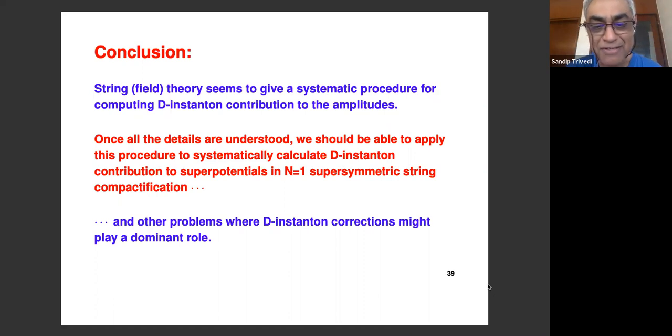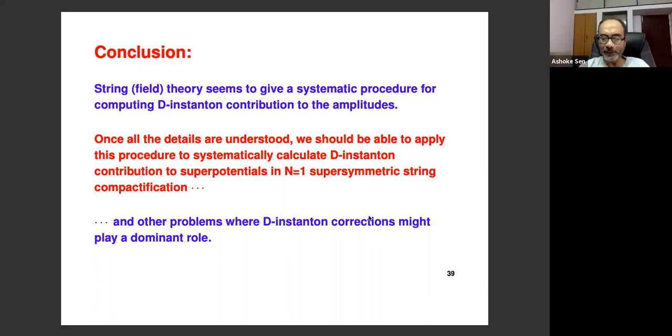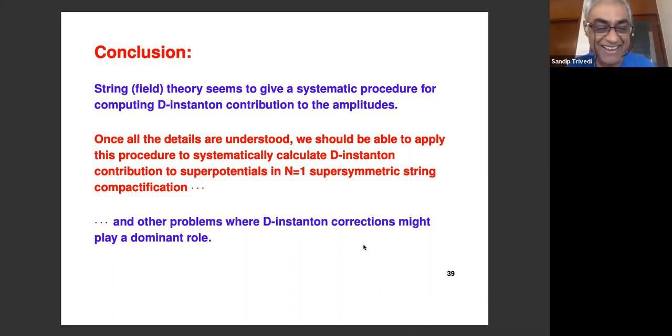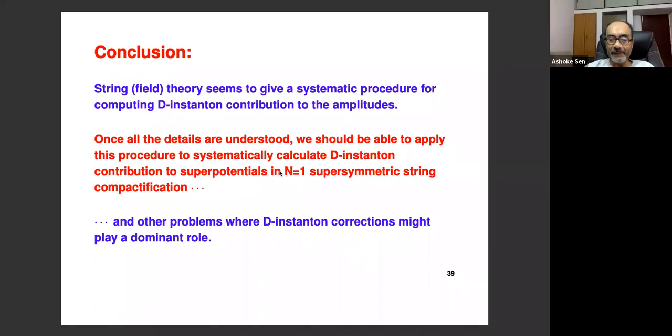Sorry, but just to get your global perspective, since we have the opportunity, what other problems where D-instanton corrections might play a dominant role do you have in mind or find interesting, Ashok? Well, I think you are probably the best person to. No, I'm totally out. I mean, this is way beyond my pay grade. But D-instantons here means not just D-instantons, but any Euclidean D-brane. Right? The wrapped D3 brane is also, the same analysis can go through.